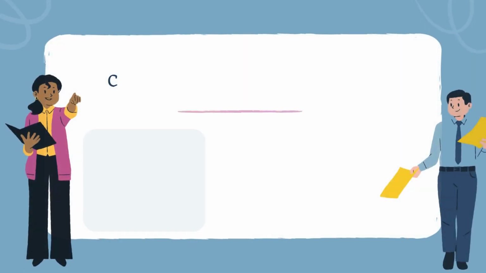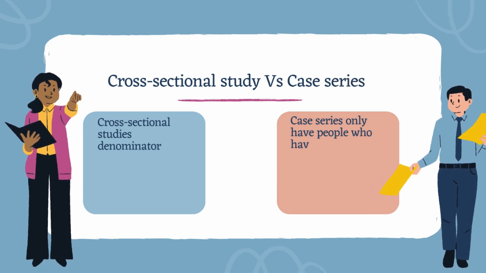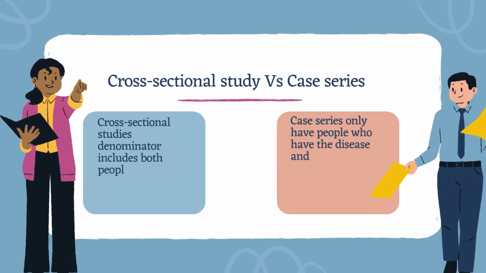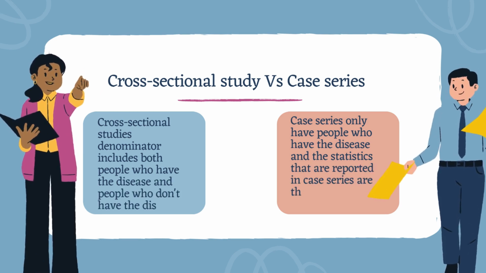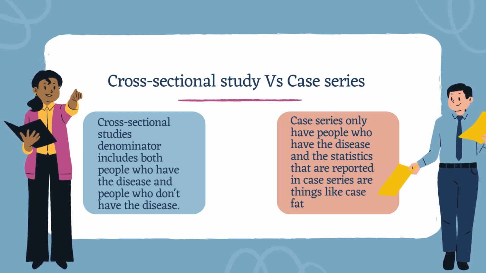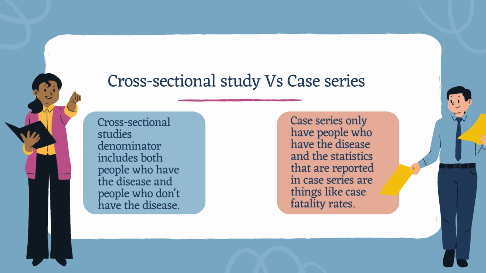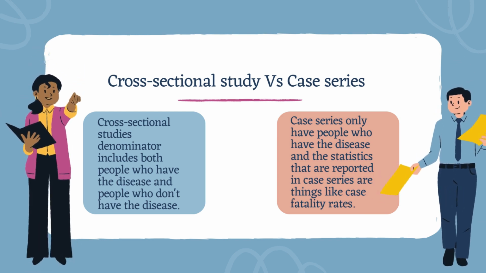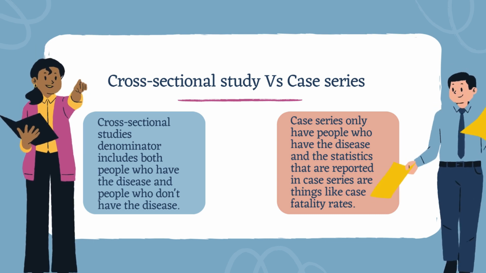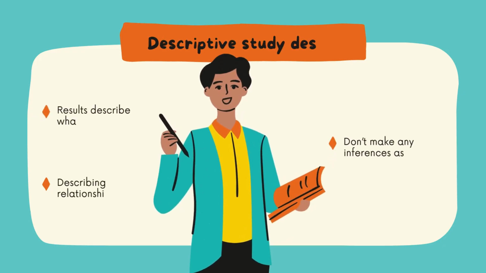Now the difference between a cross-sectional study and a case series is that the cross-sectional study's denominator includes both people who have disease and people who don't have disease, okay? While the case series only has people who have disease. And typically the statistics that are reported in case series are things like case fatality rates, how many people are dying, cause-specific death, remission rates and the like, but you will not be able to report a prevalence in a case series. Now, those are the descriptive study designs.